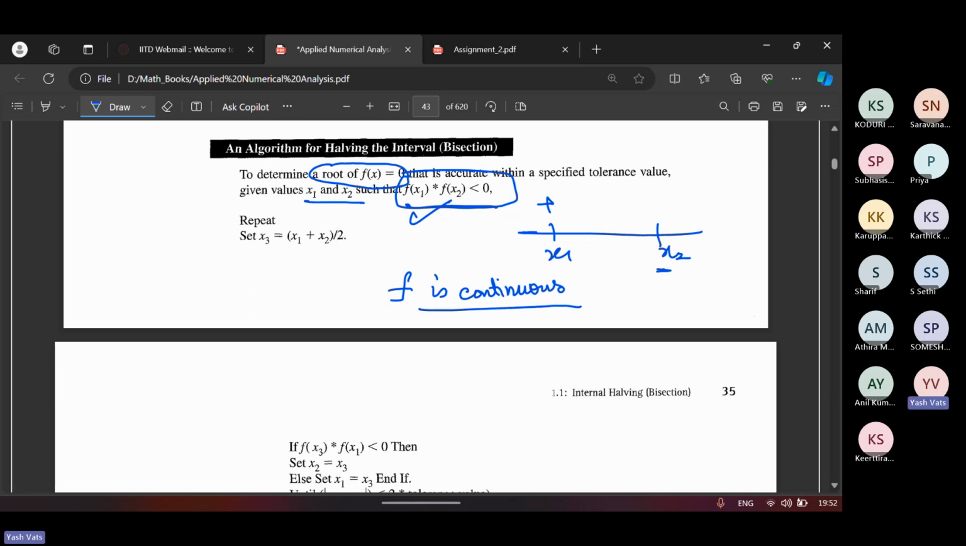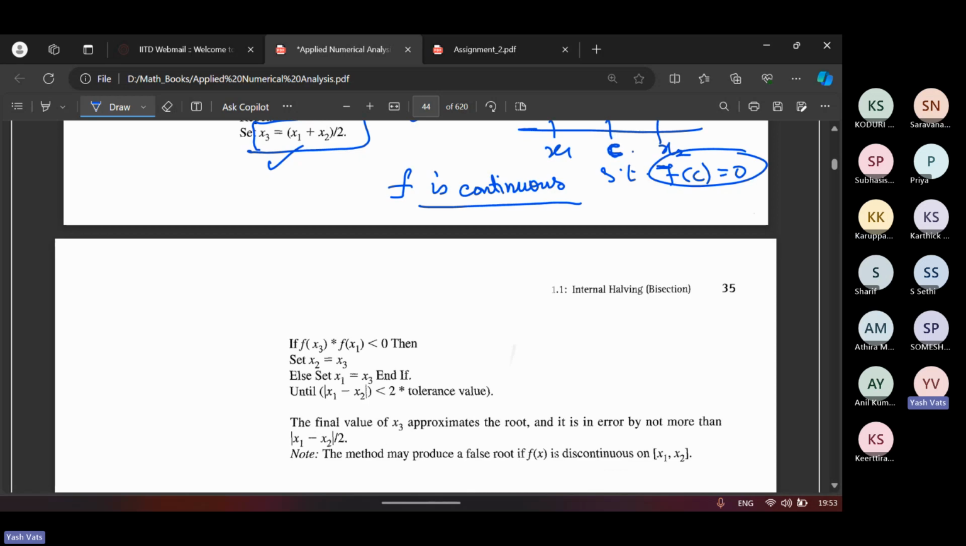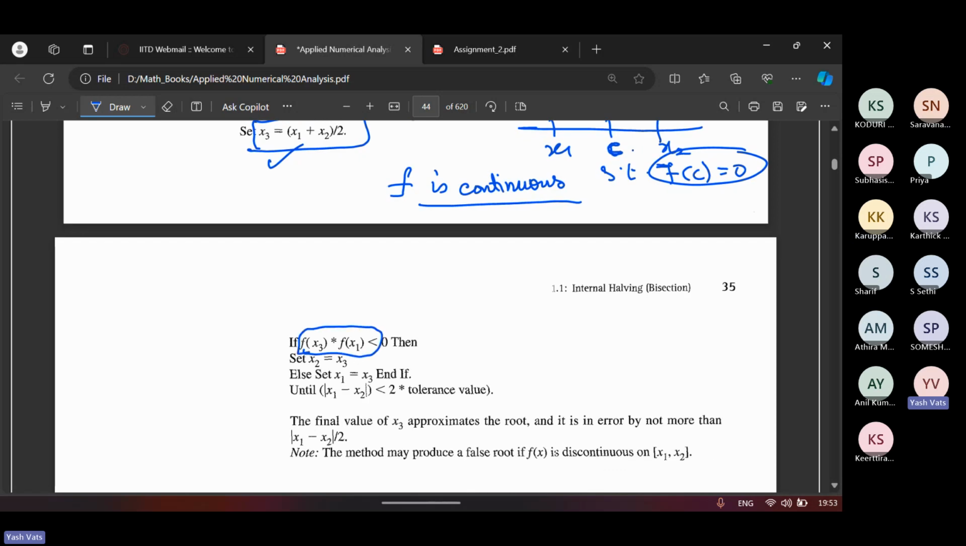So in that case, the intermediate value property holds, and it says that there exists some point c such that f(c) is 0. But the bisection method doesn't actually give that root, but still finds a closest approximation. How does it do this? If you are sure that f(x1) times f(x2) is less than 0, then you take x3 to be (x1 + x2)/2, and you check if f(x3) times f(x1) is less than 0, then there exists a root between x1 and x3.